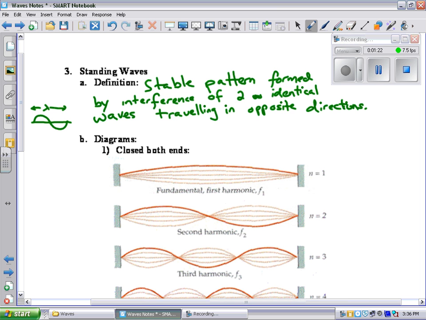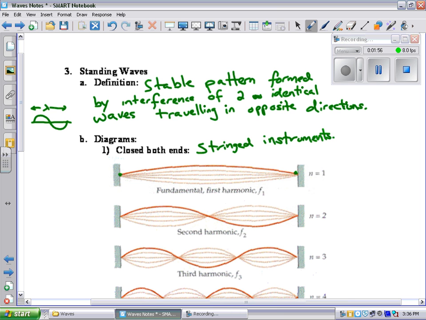Like so. All right, now, our first type of standing wave we're going to talk about is what's called closed both ends. And this works in stringed instruments. When it says closed, it means it can't move. So in a stringed instrument, the ends are fixed and they can't move, and the middle can. So like when you pluck a guitar string, the ends stay fixed and the middle vibrates up and down.